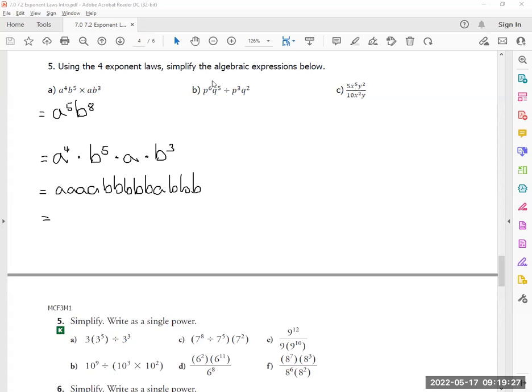So I'll try to color code it again. A to the power of 4 is this part. The A is that part. So it's a to the power of 5. B to the power of 5 is this part. And then b to the power of 3 is this part.